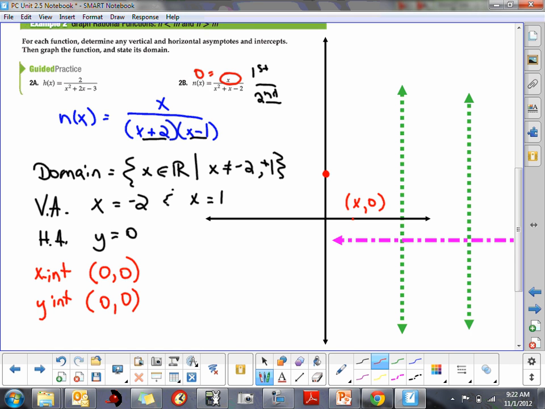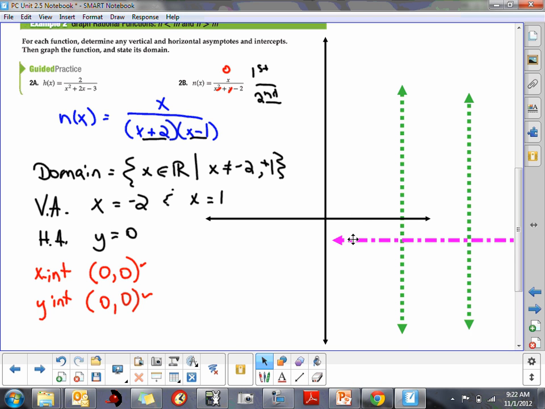If we're going to find our y-intercept, you have to put a 0 for x. And as soon as you put in a 0 for x, you know that your numerator is 0, your denominator is just a negative 2, and 0 divided by negative 2 is 0. So basically when it crosses the origin, that will be your x and your y-intercept. I believe that's all of our required data that we need.